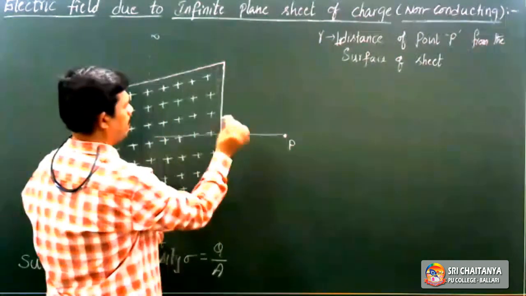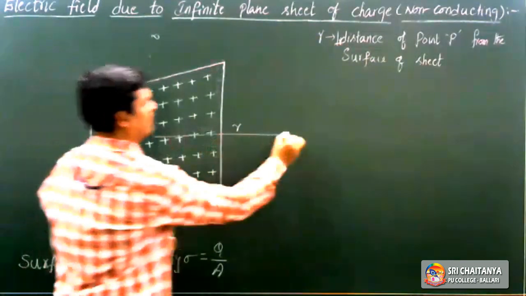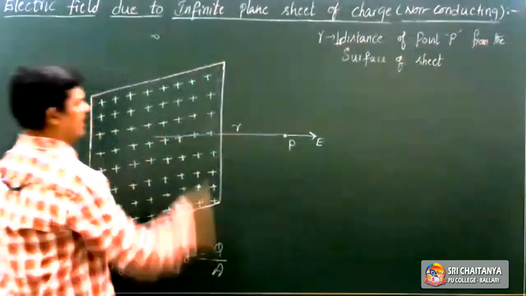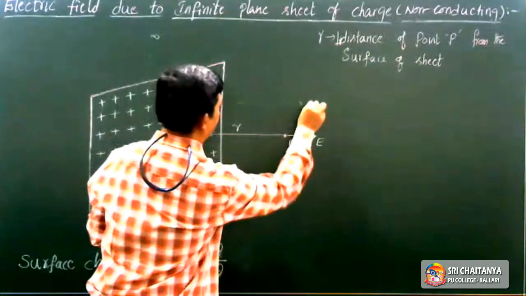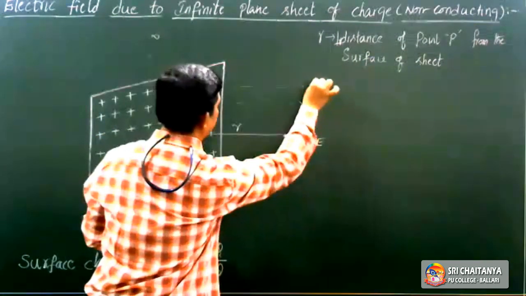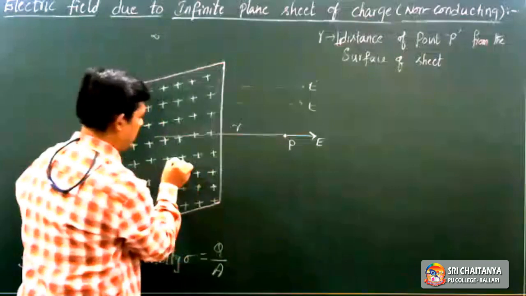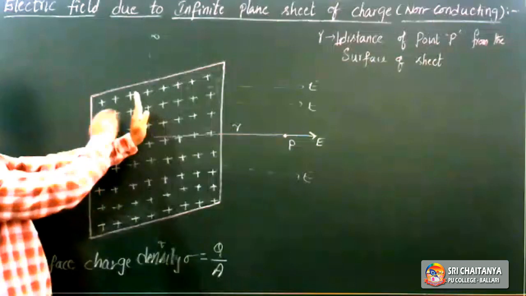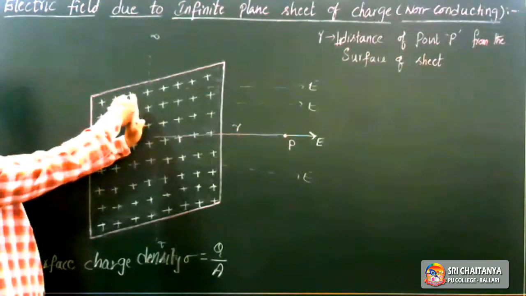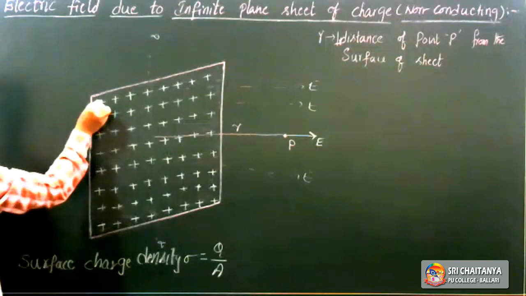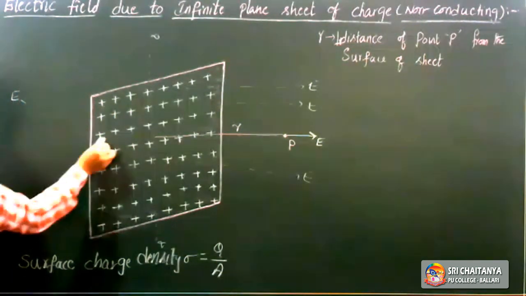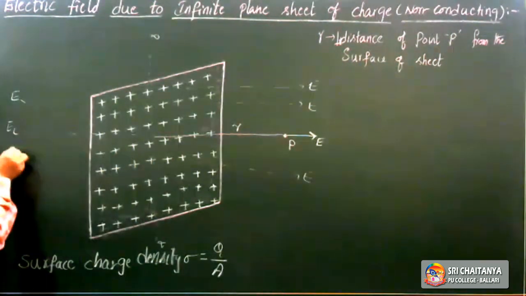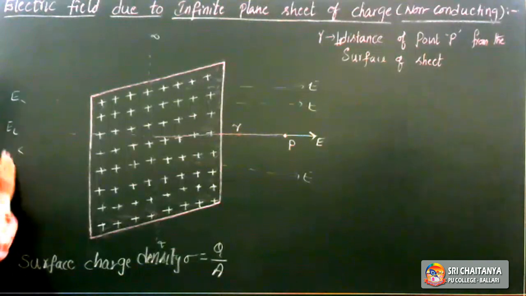In the same way, due to some charge here the field is in this direction, E. Due to this charge, field is in this direction, due to this, in this direction. In the same way, on the backside of the sheet there is also charge. Due to this, field acts in this direction. So back and forth, field is there.